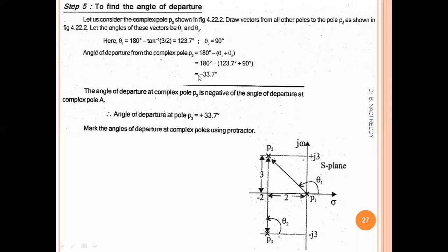Here we have got minus 33.7 degrees for P2. So the mirror image of this value will be plus 33.7 degrees. This will be the angle of departure at P3. So there is no need to do the same procedure for P3. You can write that both these poles are complex conjugate poles, or mirror images. So the answer for P3 will be the negative of P2: here we have got minus 33.7 degrees, so P3 will be plus 33.7.